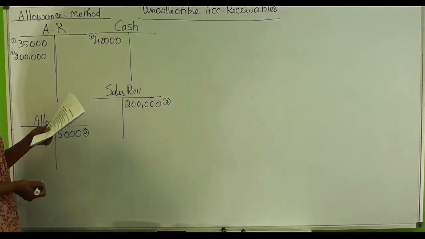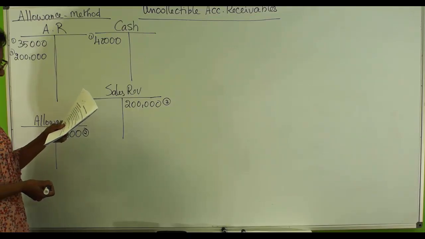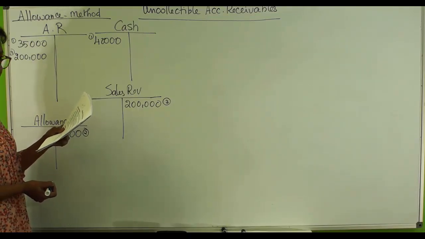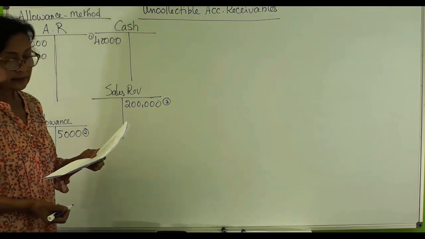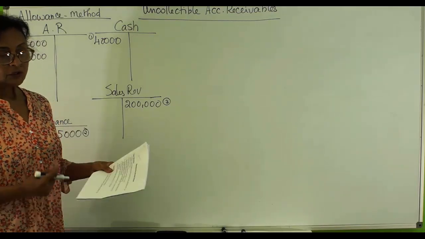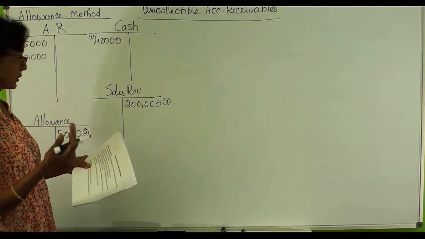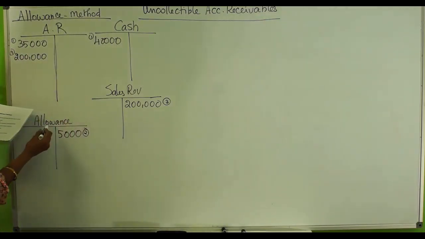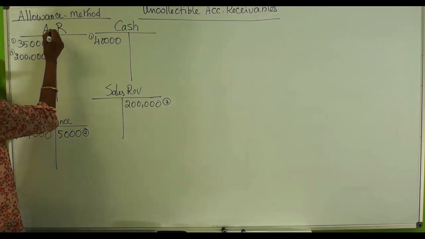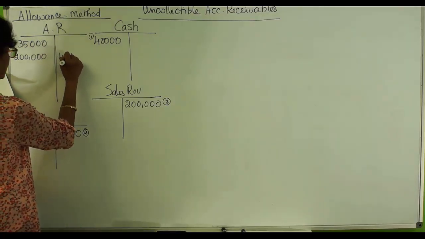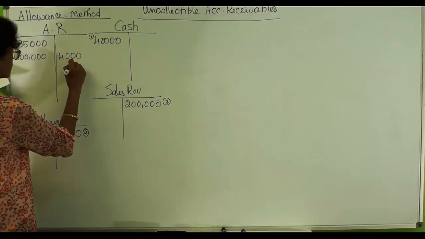Number 4, a customer defaulted on his account of $4,000 and the company determined this amount will not be collected. So here the company is sure this $4,000 is not going to be collected. So what do they do? They will debit allowance for uncollectible accounts $4,000 and they will credit accounts receivable for $4,000.